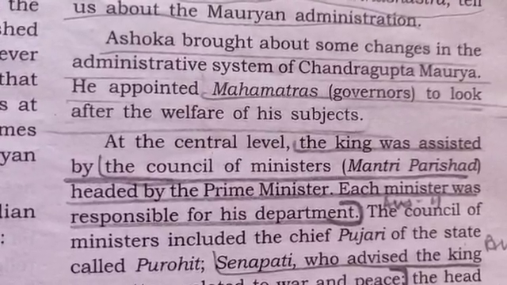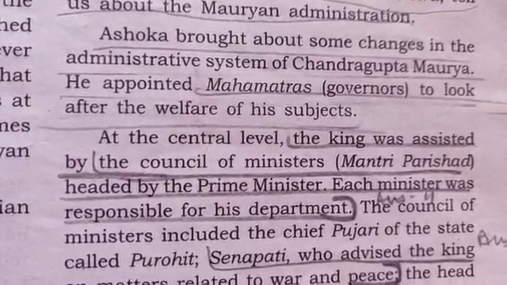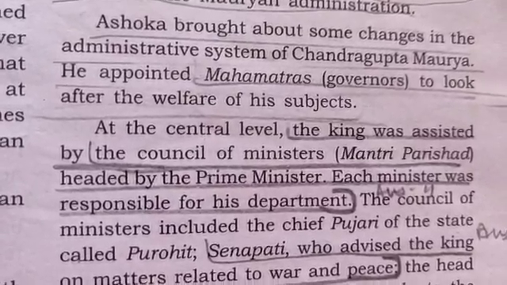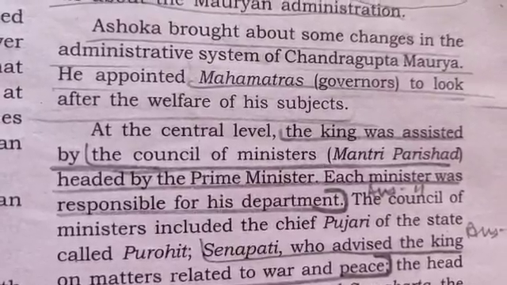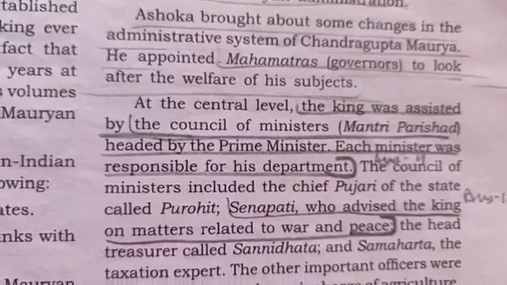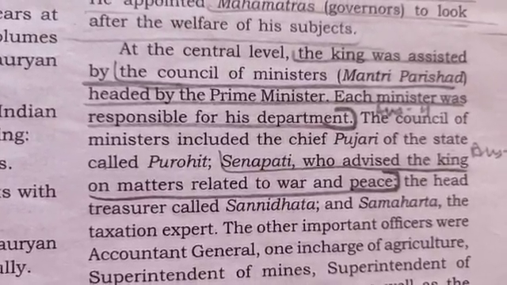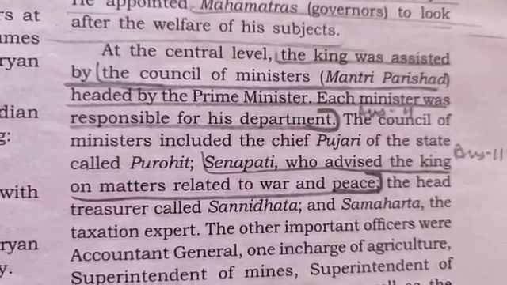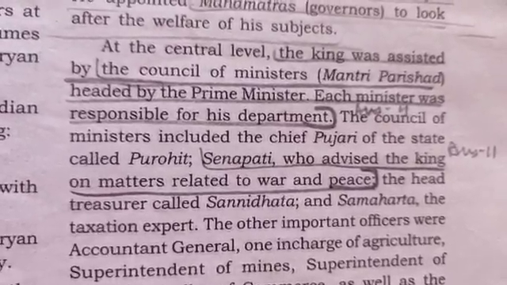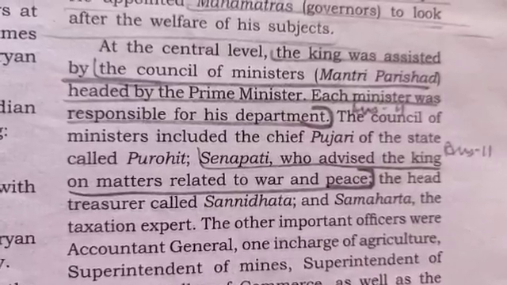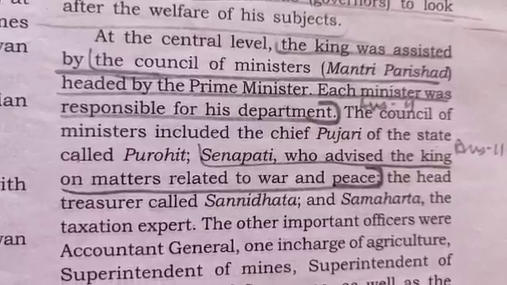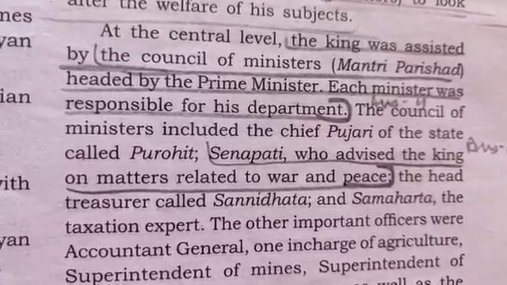Ashok brought about some changes in the administrative system of Chandragupta Maurya. He appointed Mahamatras or governors, underline all this children, to look after the welfare of his subjects. So whatever you see underlined, please keep on underlining. At the central level, the king was assisted by the council of ministers. This is the central government we are talking about. It was named as Mantri Parishad, headed by the Prime Minister. Each minister was responsible for his department.